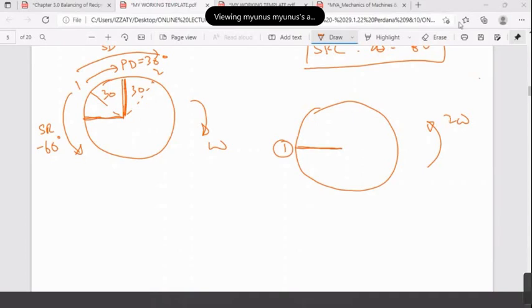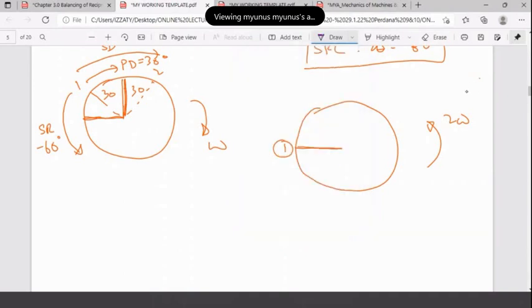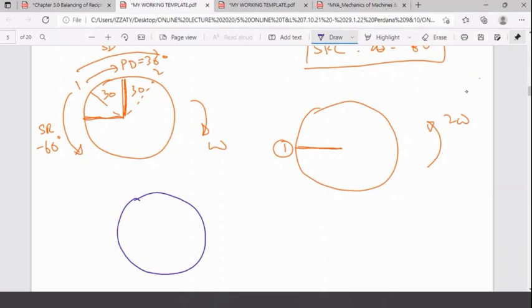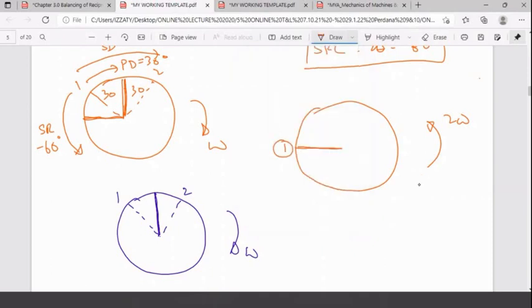So another one is, I'm going to focus only on cylinder number 2. Number 1 done. This one is omega. Look at number 2. Let me check this one. Okay, number 2. Remember just now, 30 degrees, 30 degrees. Cylinder number 2 moves 330 degrees.